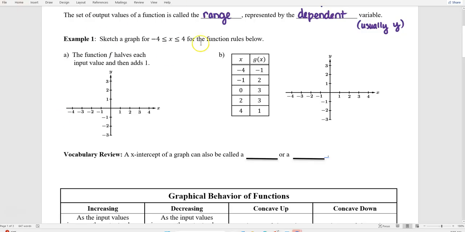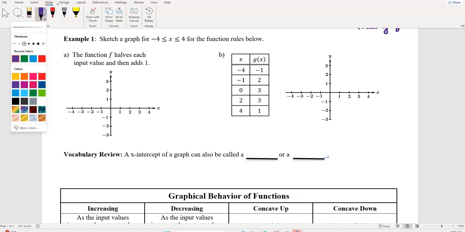So for these, we're looking at a couple of functions where we don't really have a function rule. Like we don't have f of x equals 2x plus 3. So A tells us the function halves each input value and then adds 1. Now we could write a function rule for that if we wanted, right?